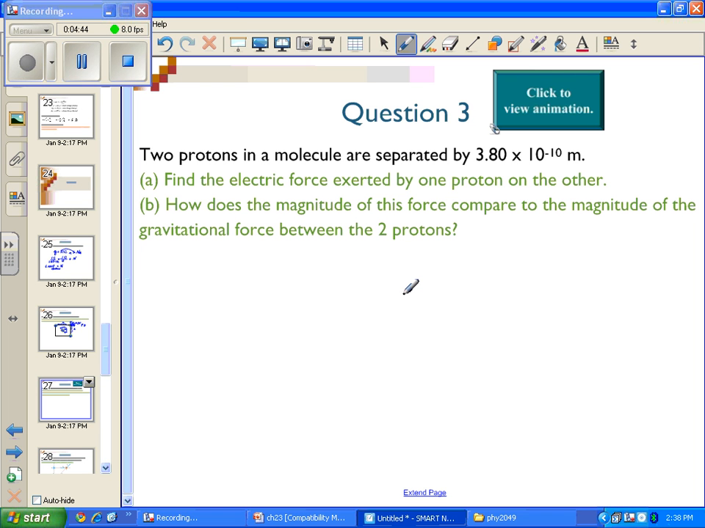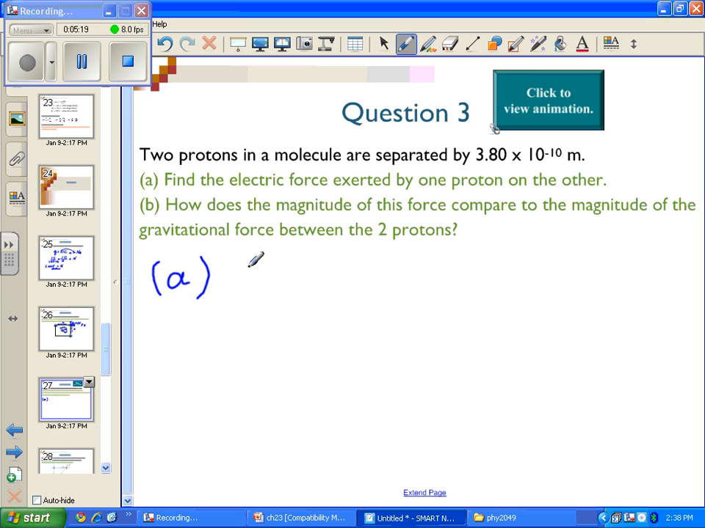Here in question 3, we're told that there are two protons in a molecule, and these are separated by a distance of 3.8 e to the -10 meters. In part A, we were asked to determine the electric force that one proton exerts on the other, and in part B, to compare this force with the magnitude of the gravitational force between the two protons. Well, let's go ahead and solve the problem first, and then we'll watch the little video referring to this type of problem.